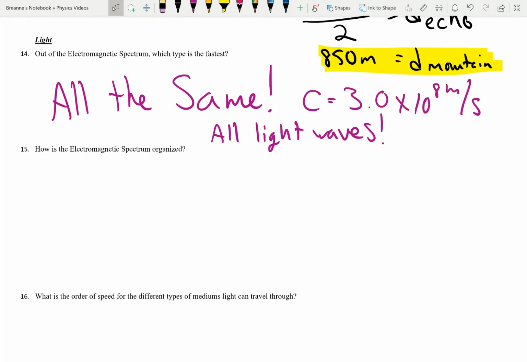So how is the electromagnetic spectrum organized? It uses 2 things for its organization. It uses wavelength.